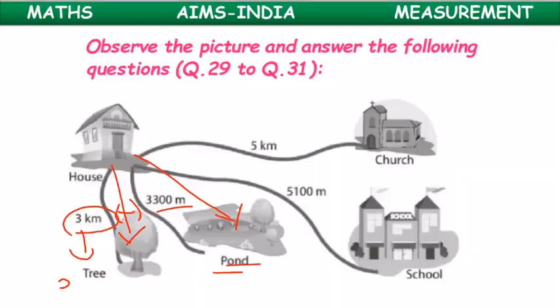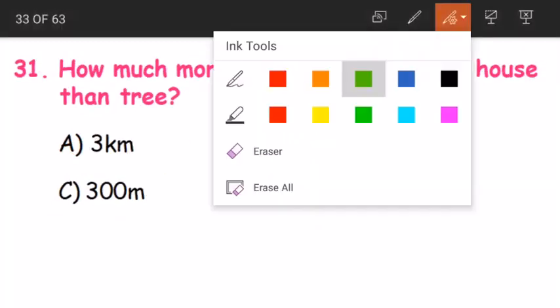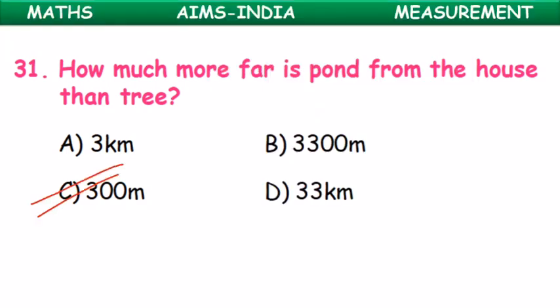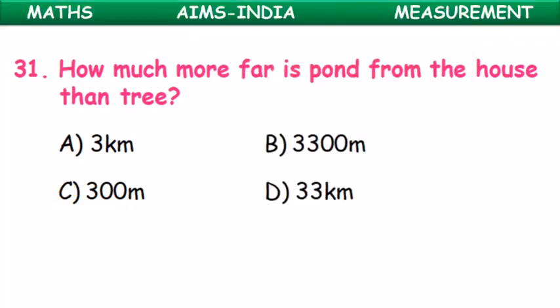Let us check in our options whether we have 300 meters. Yes. Option C. So pond is 300 meters more far from the house than the tree. I hope this is clear, children. Question number 31. And we will stop our questions for here today. We will discuss the remaining multiple choice questions in the coming class. I hope today's class was clear.